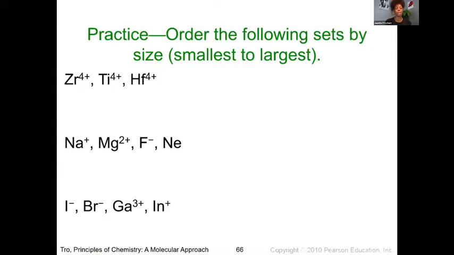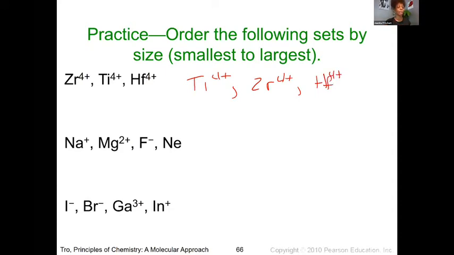Let's try putting some things in order. Here we have Zr 4+, Ti 4+, and Hf 4+. All of those are found in the same group, so we know the increase occurs down the group. The smallest would be Ti 4+, followed by Zr 4+, and then Hf 4+.